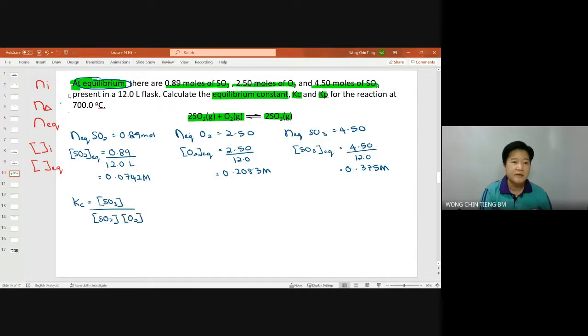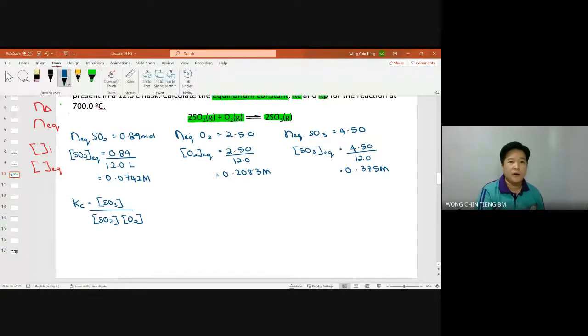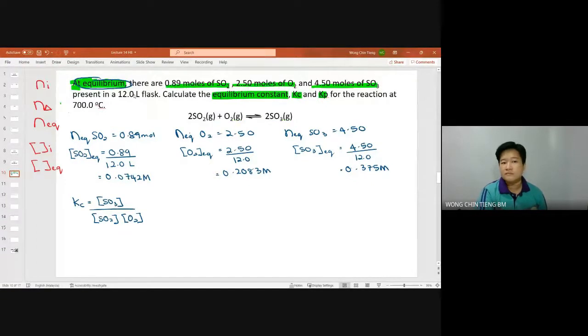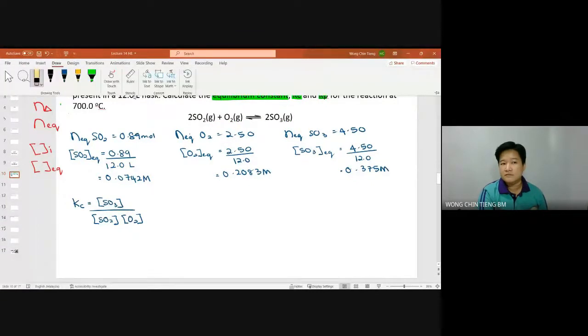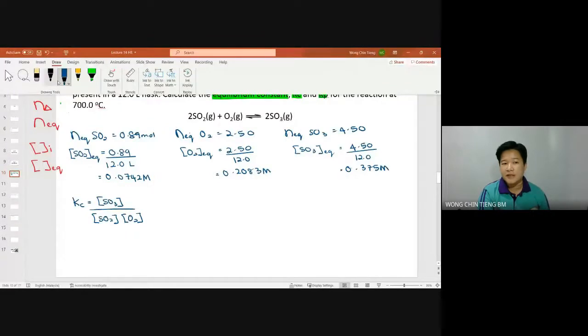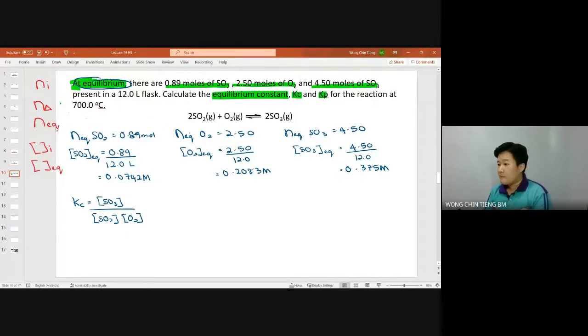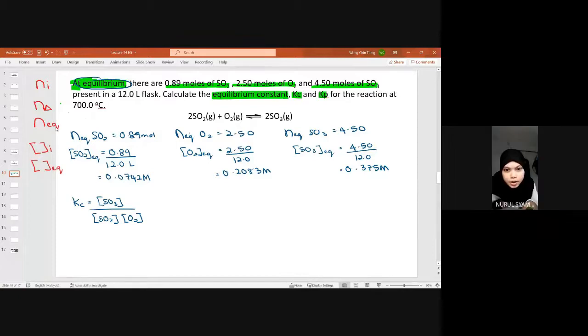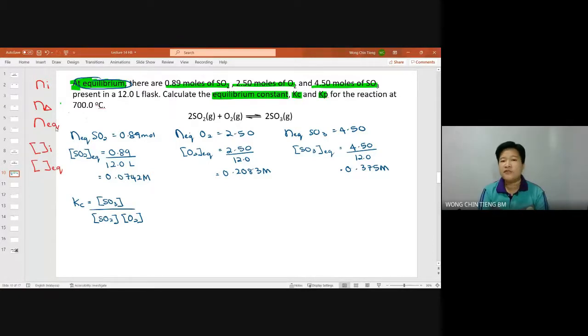My question, is this correct right now? Is my KC correct right now? Mimi? No, coefficient. No. Alright, coefficient tak ada.